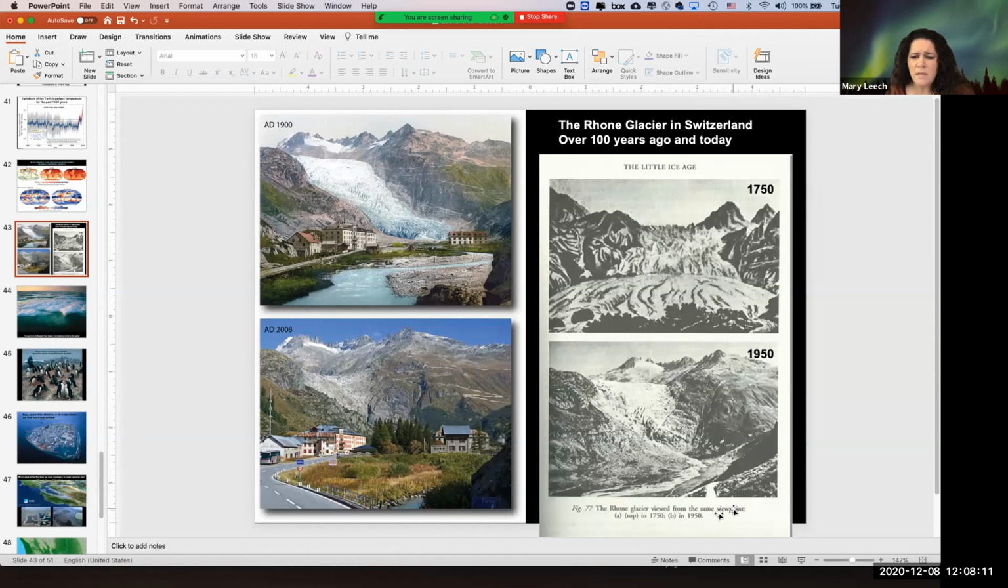This is the same vantage point. Here's 1950 and 1750, what it might have looked like. So in 1950, this glacier was here. In 1750, it should have been all the way down the valley.